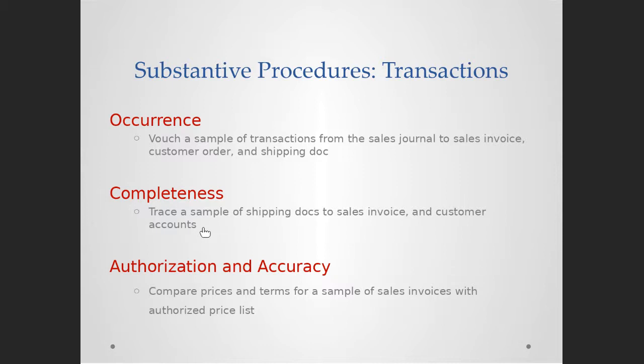Testing of the occurrence is from the sales journal backwards. Testing of the completeness is from the shipping documents forward. Is that clear?